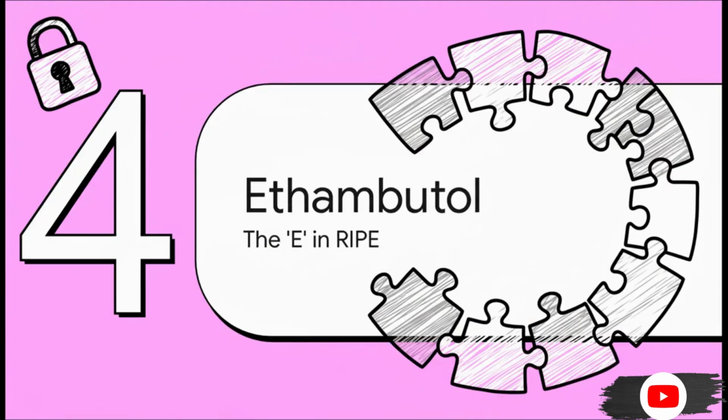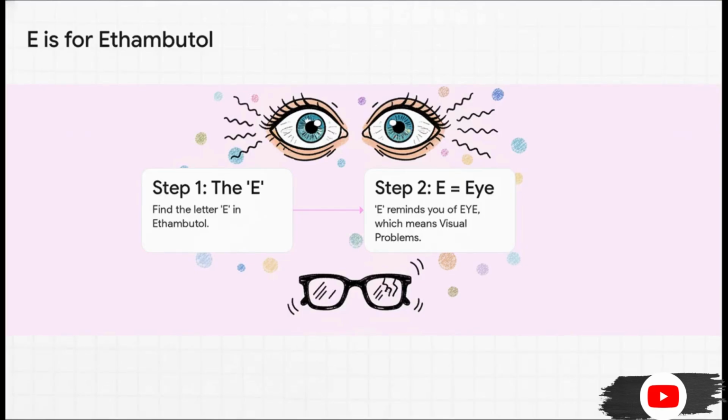And now, for our final drug, ethambutol, let's lock in the last piece of this R.I.P puzzle. Take a look at that first letter, E. You know, this might just be the easiest one of them all. E for ethambutol stands for eye. And that directly points to its most important side effect, visual problems. We're talking about things like optic neuritis, which can mess with color vision. So E, eye. And that's it.